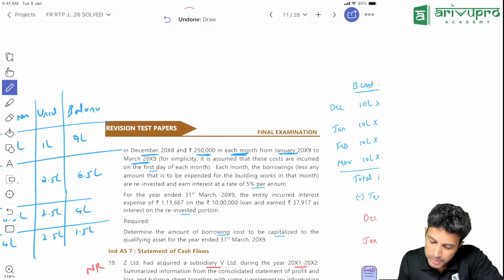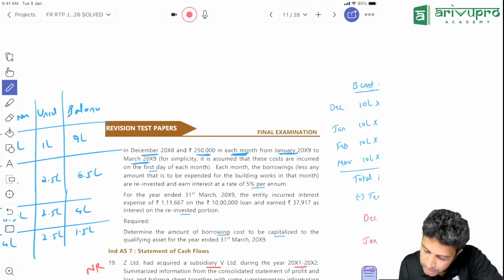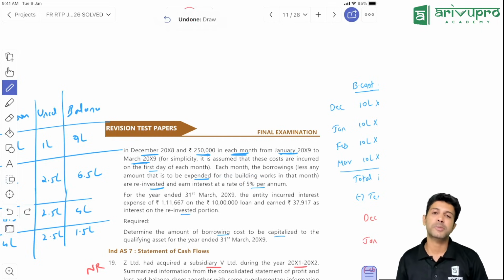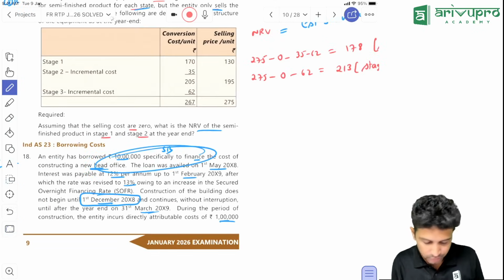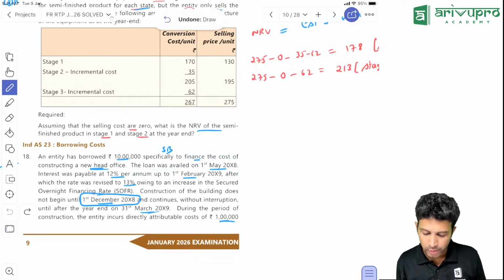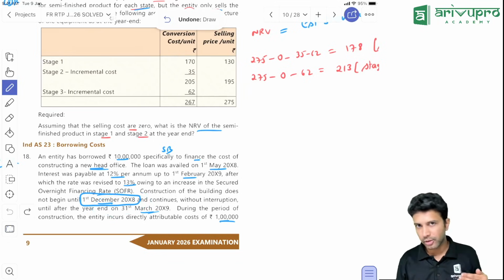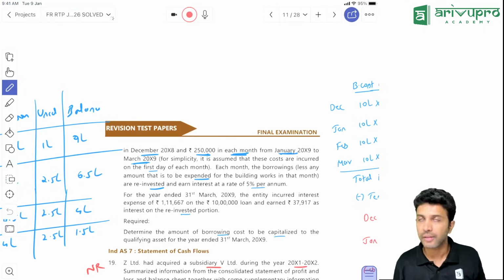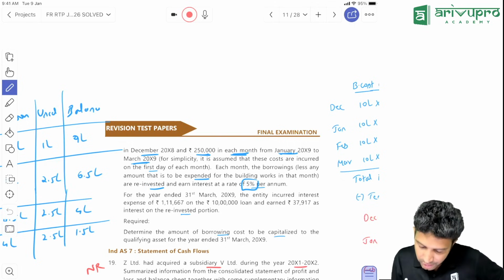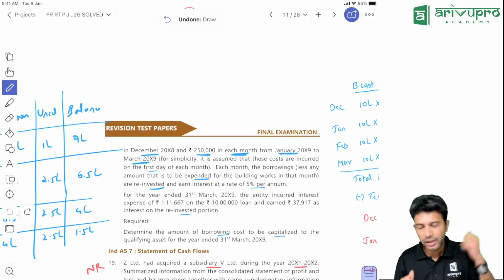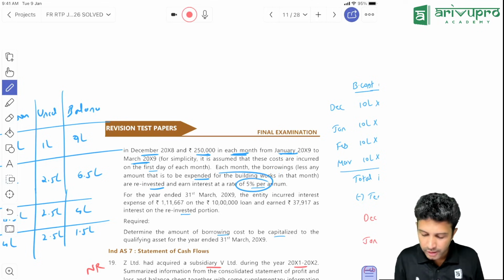Each month's borrowings, less any amount that is expended for the building works in that month, are reinvested and earn interest at the rate of 5% per annum. You remember, for specific borrowing, there is a concept called temporary investment income. See, here you have taken the loan on 1st May, but utilization starts only in December. So from May to December, you already have this loan. Will you keep it idle? No, you will reinvest, right? When you invest that money, you will earn some temporary investment income. They are saying the income earns a return of 5% per annum. If you have idle money, you can utilize that money and earn a return of 5% per annum.